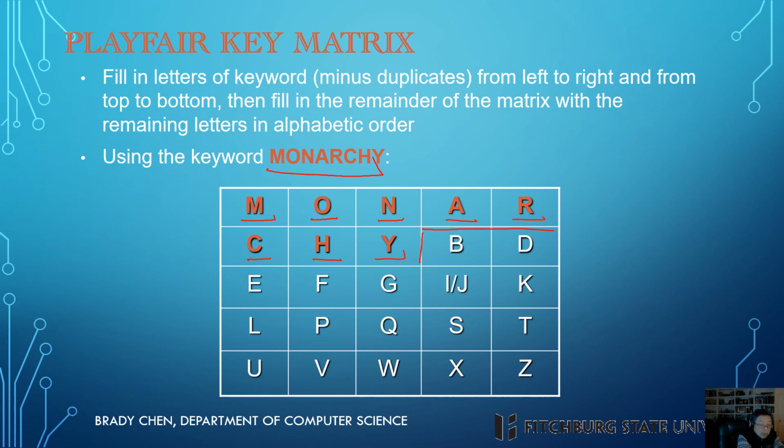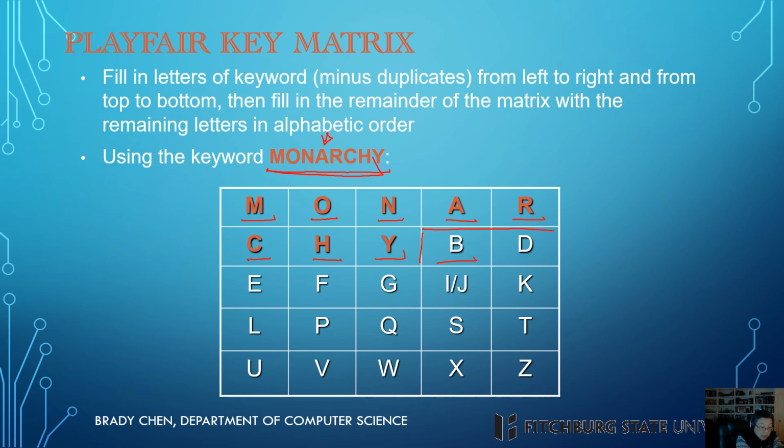we need to check whether the letter has been used in the keyword. Okay, so the first letter in the alphabet is A. But we first need to check whether A has been used in the keyword. Okay, now we find out A is in the keyword. So we're going to skip the A and we check B. And then we find out B is not in the keyword. So then we fill B in the next position.